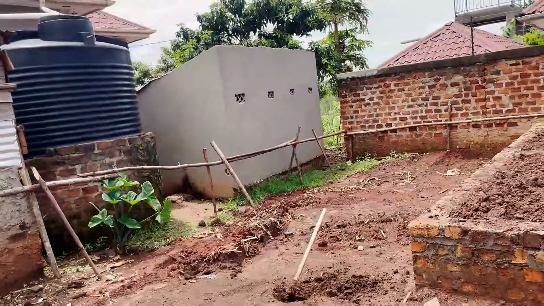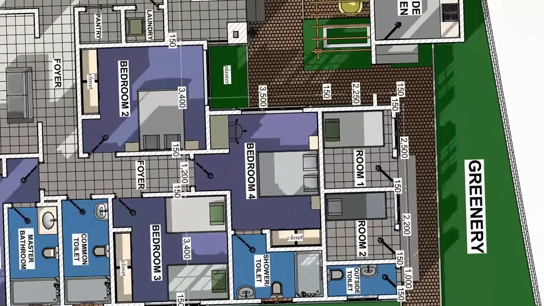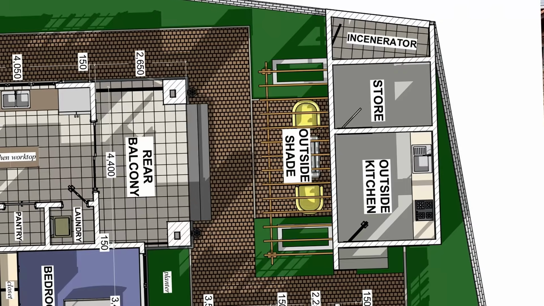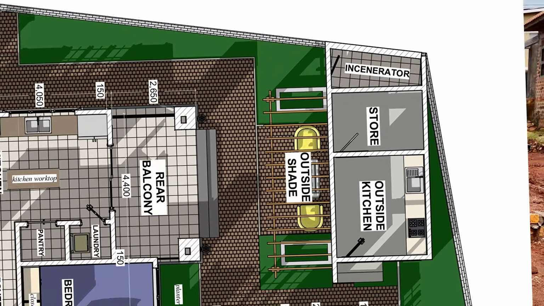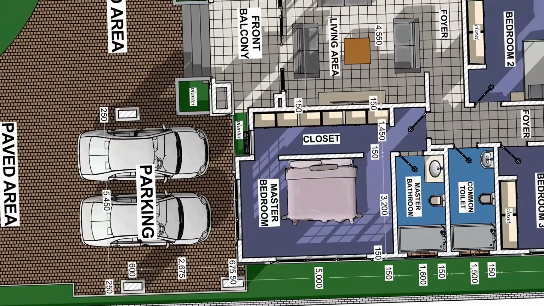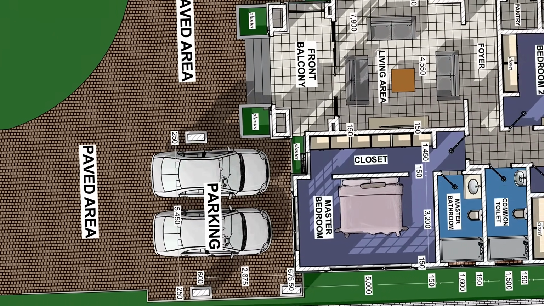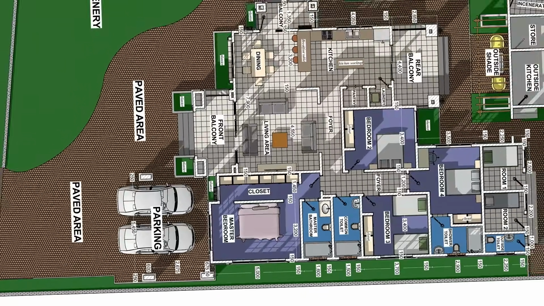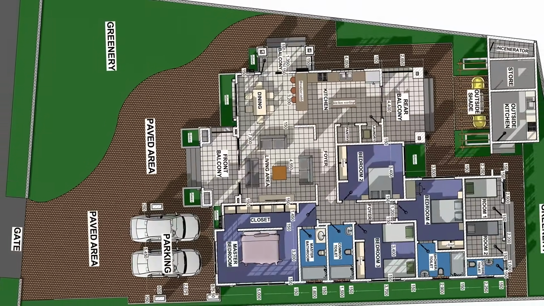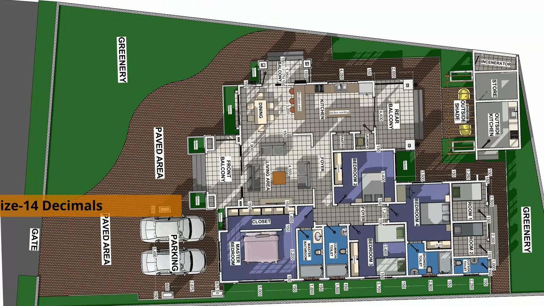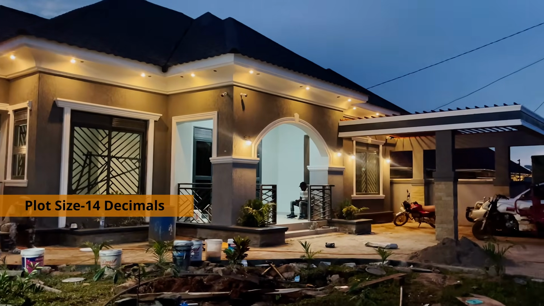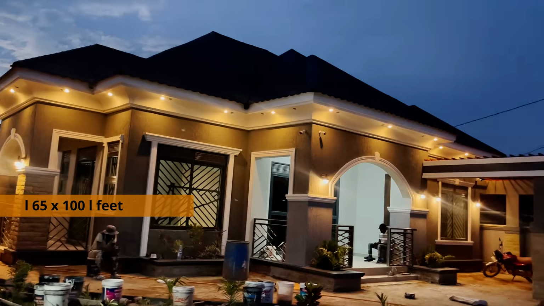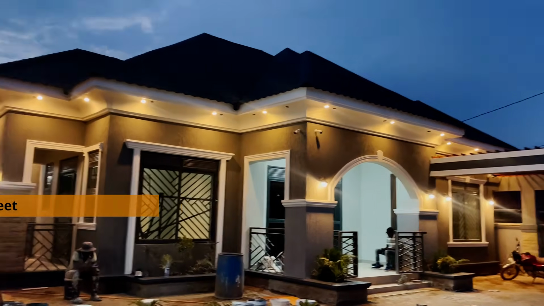Basically, it's a 4-bedroom bungalow, and attached to it are 2 boys' quarters. There is also an outside kitchen attached to the boundary wall, and a store which is currently housing the battery backups for solar and all that. And then there's another small room acting as an external store. To bring that to context, the house is seated on a plot of about 14 decimals. If you convert it, it might be about 65 by 100 feet, the standard size of a plot.